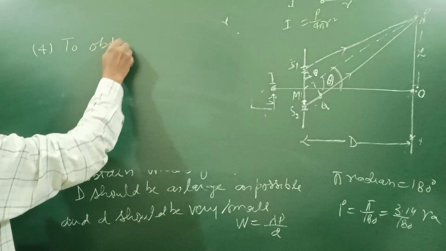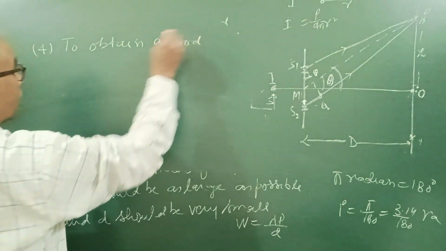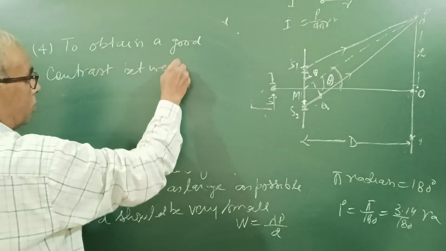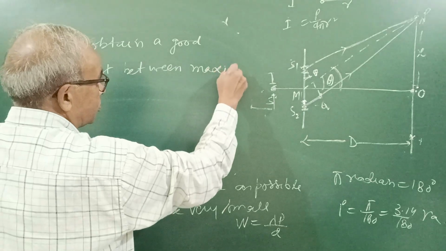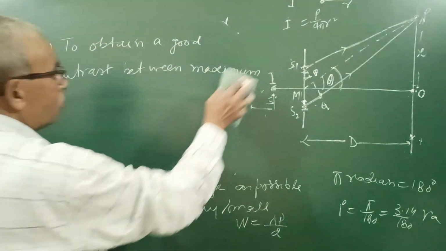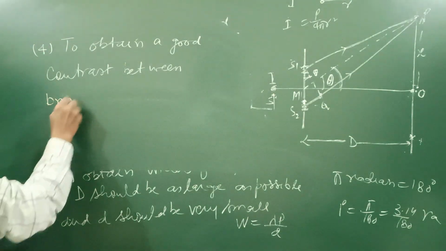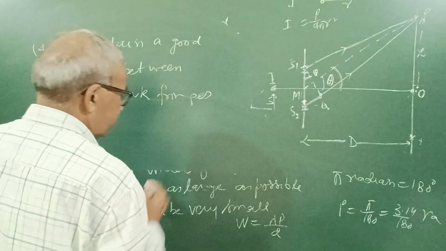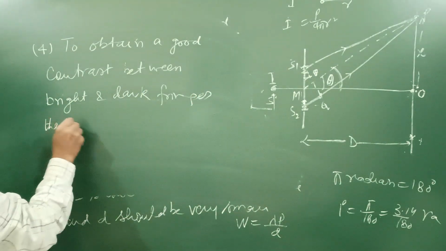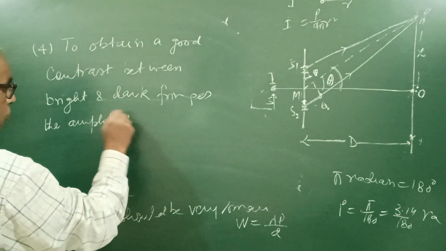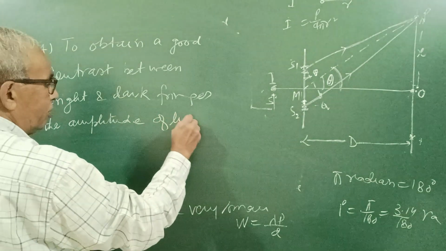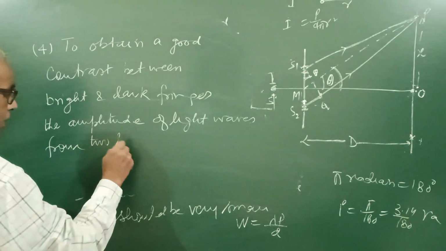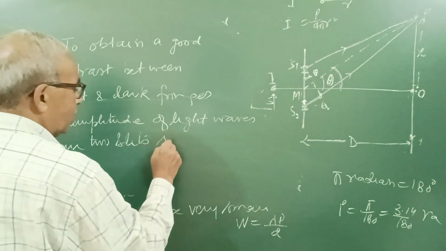To obtain a good contrast between maximum and minimum, in simple language, between bright and dark fringes, the amplitude of light waves from the two slits should be the same.